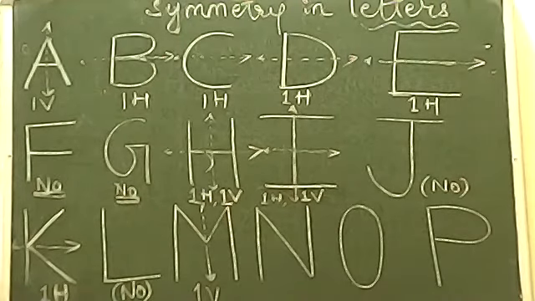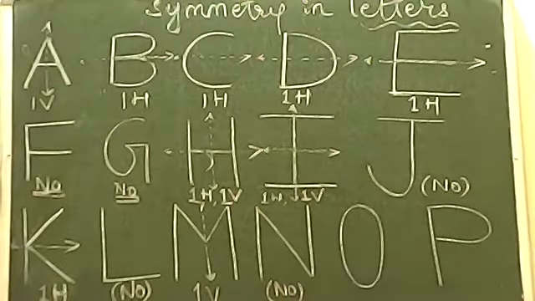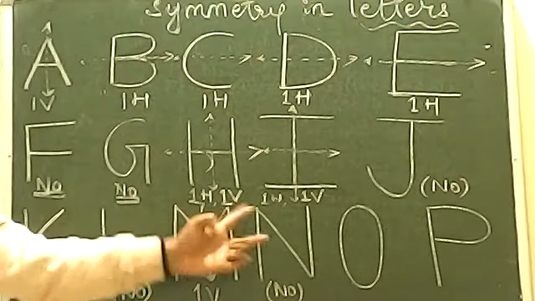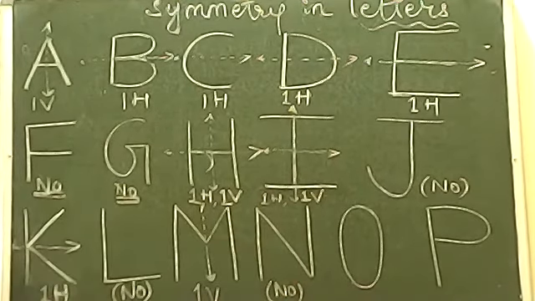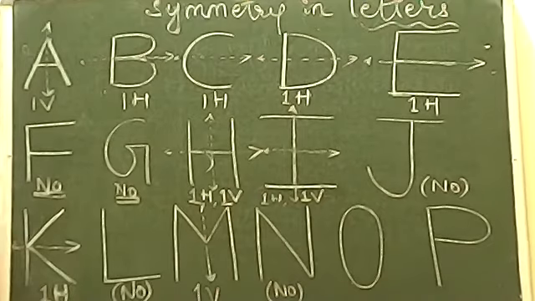Okay, let's move on to N. What do you think? N has a line of symmetry or not? Yes or no? Correct answer, no. The reason behind it: if you draw a line of symmetry as vertical or maybe horizontal, see, one corner is upside, one corner is downside. So they will not be mirror halves of each other. So N is not symmetric. Now move on to O. What do you think? How many lines of symmetry in O?